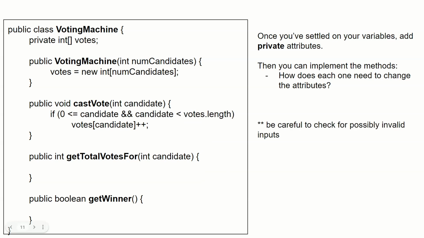This is less of an issue on the AP test, but in actual programming, you also want to be careful to check for possibly invalid inputs. So in the previous slide, I wouldn't have wanted to just access the location for a candidate that was -1, because we don't have a candidate -1. That would have crashed the program because it would have accessed an invalid array index. So instead, to make it safe, I can check the input and say only if it's between 0 and the length of my array, then it's safe to actually try and add 1.